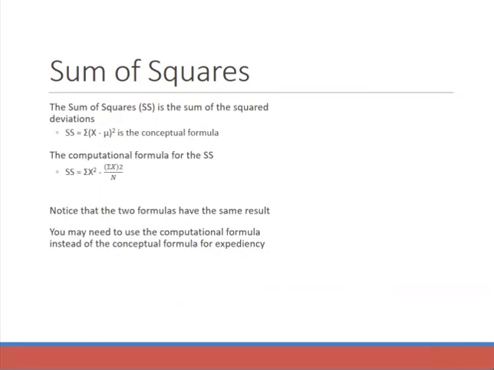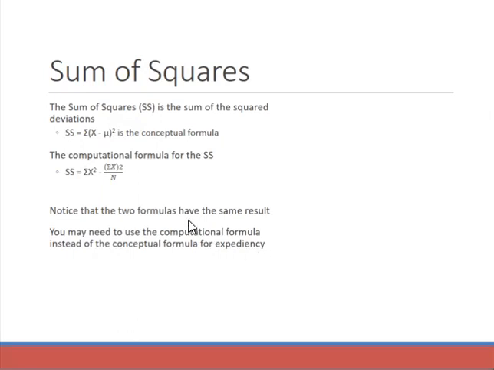So the most intuitive way to do this is to go through and calculate the deviation, square it, and then add it all together. This is called the conceptual formula. You can also use the computational formula, which can save you a few steps, and you will get the same answer. We'll do an example in class.